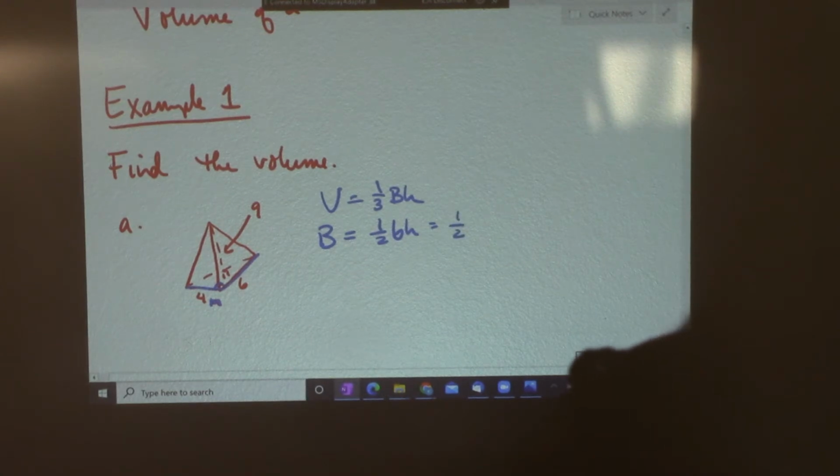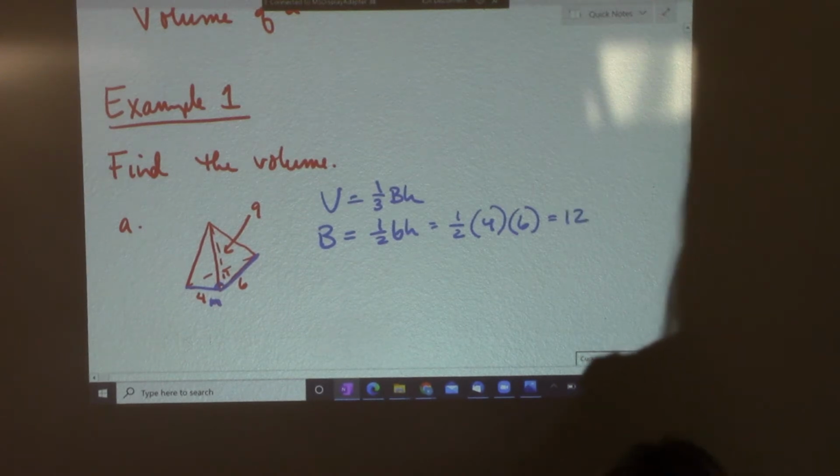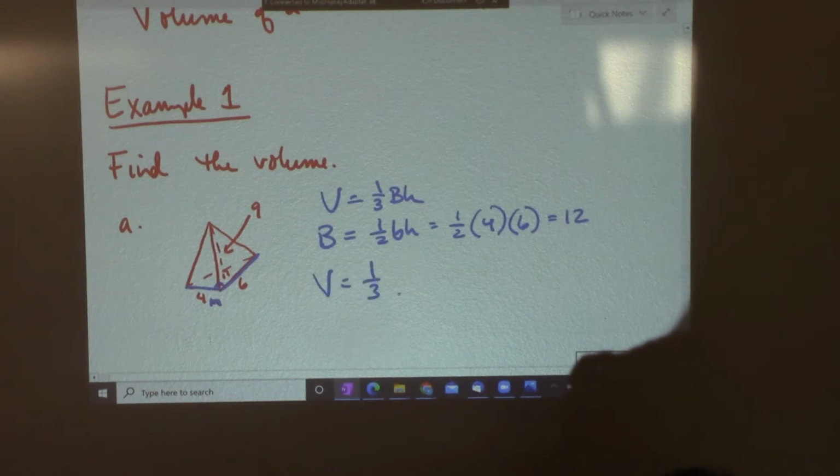So first thing I do is find the base area, so that's going to be 1/2. And the base then is 4, and the height of the base, be careful, that's different than the whole shape, is 6, and I work that out and I get 12. Okay, so that's the first thing you want to show your work on. And now I'm going to compute the whole thing. So the base area is 12, I put that in here.